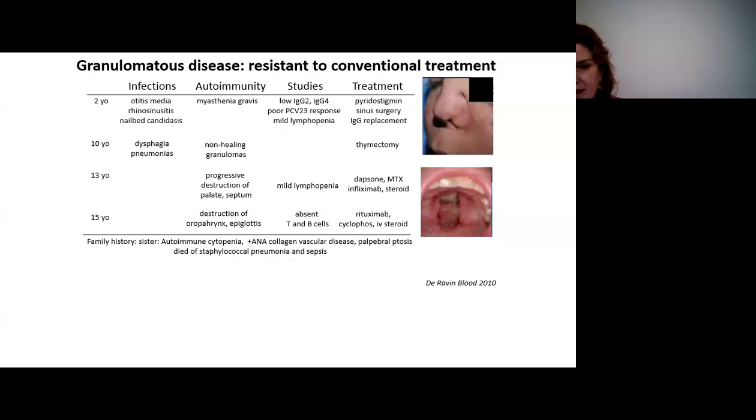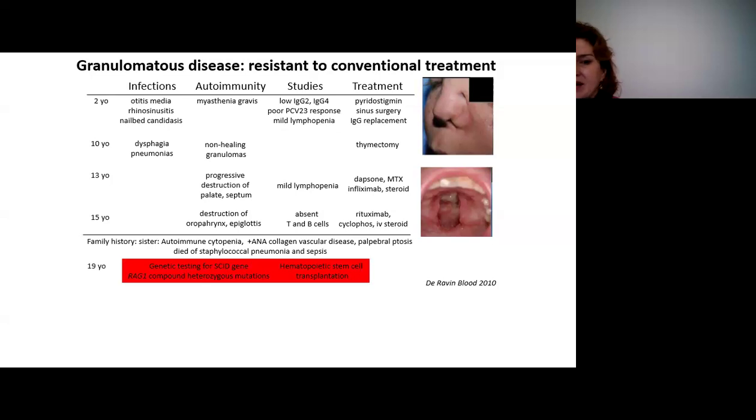So the patient had a family history, actually, with a sister who had autoimmune cytopenias, ANA positive collagen vascular disease, and died of a staphylococcal pneumonia and sepsis. So with that second history and the patient's own journey, I think we rightfully can say that there could be something in the family, in the genes, that is inherited.